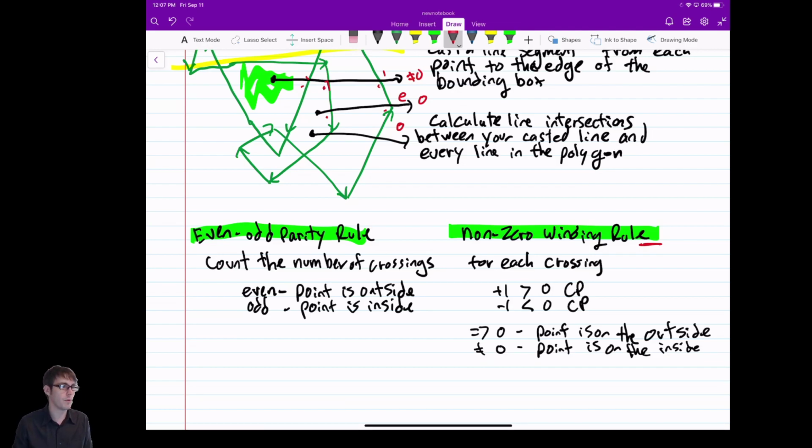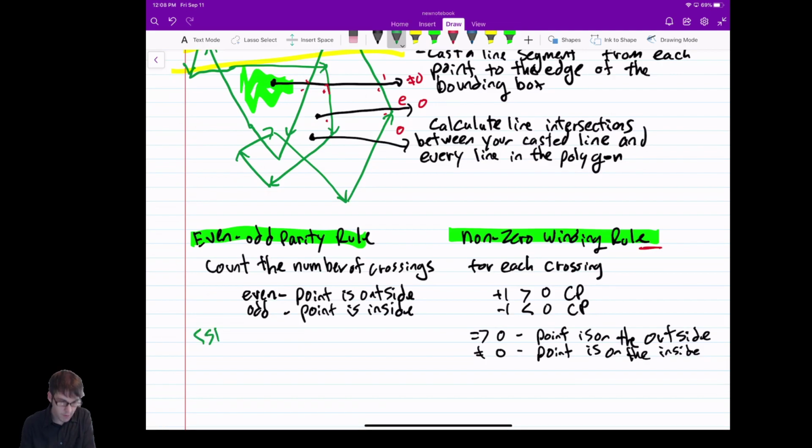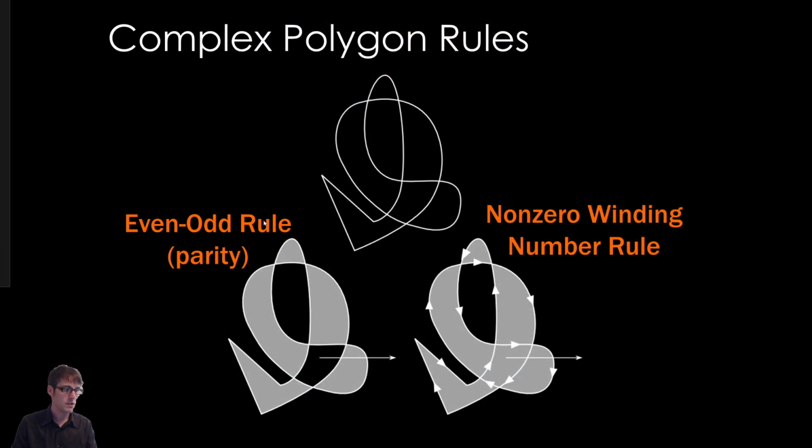But these two rules actually have distinctive properties. So let me show you a slide where you can see that. Instead of drawing another big example, I'm just going to show a slide. Here's an example here. In this region here, I'm not caring about the winding of the polygon. It's the even odd parity rule. I cross 2, therefore I must be on the outside. I don't color this region here.